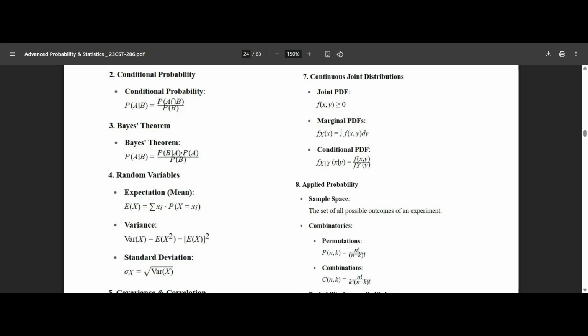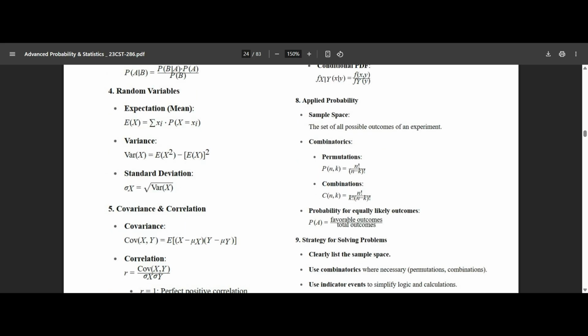Continuous joint functions, that is joint PDF, marginal PDF, conditional PDF. So for joint PDF, it's always positive. Marginal is the sum or like integration over the other variable, and conditional PDF is over the function or probability of the one जिसके basis पे condition है, that is x by y equals to f of x comma y divided by f of y.